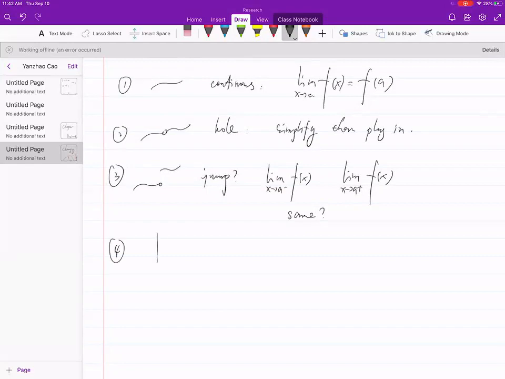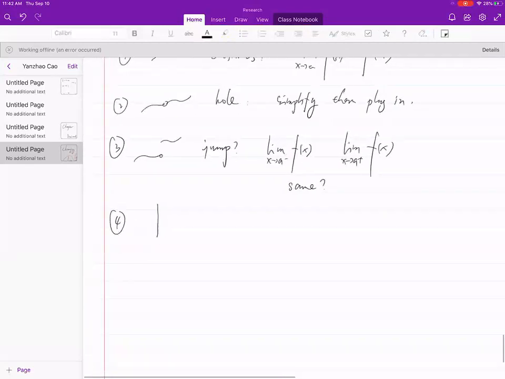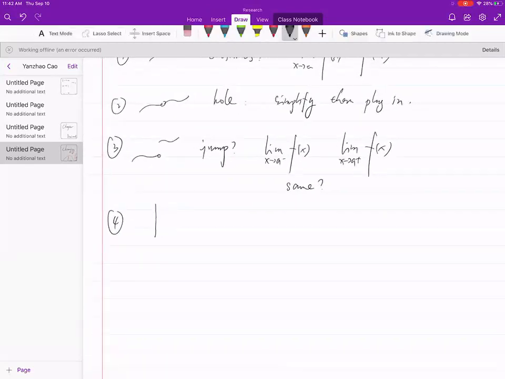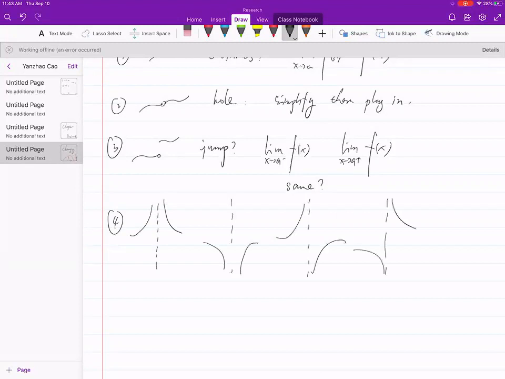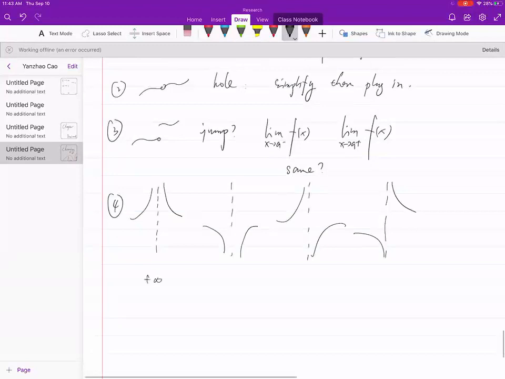Finally, asymptotes. Then really, it depends on, do you have this case? Do you have this case? Do you have this case? Or do you have this case? Positive infinity, negative infinity: does not exist. Does not exist. Sounds good?